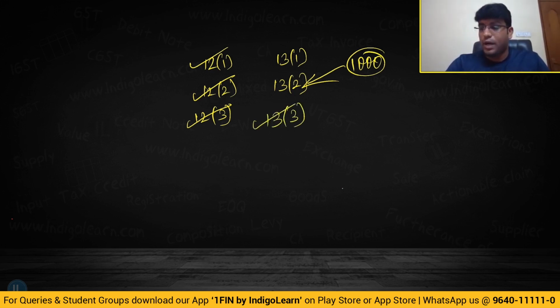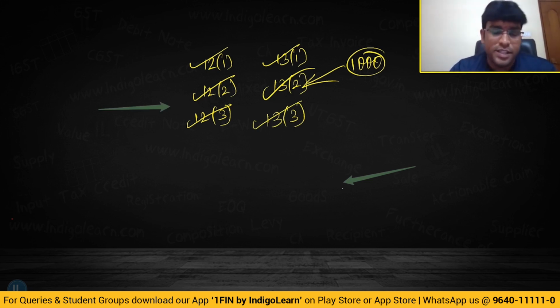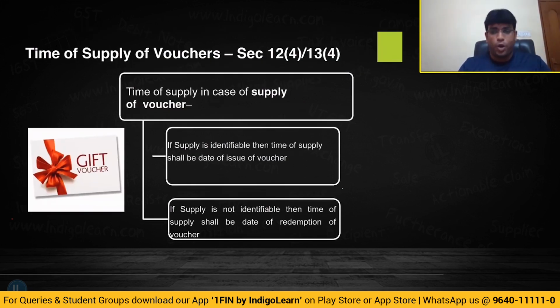Then 13(3) is what? Time of supply for services covered under RCM. That's nothing but date of payment or 61st day from date of invoice, whichever is earlier. Now let's complete few small balance points which are left out, which are important. 12(4)(34). Time of supply of what, sir? Vouchers.